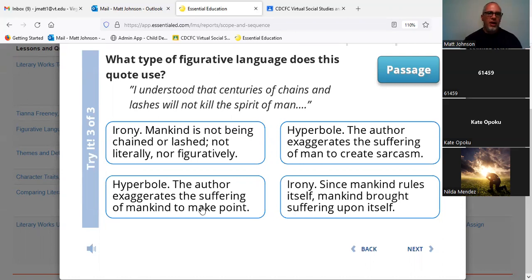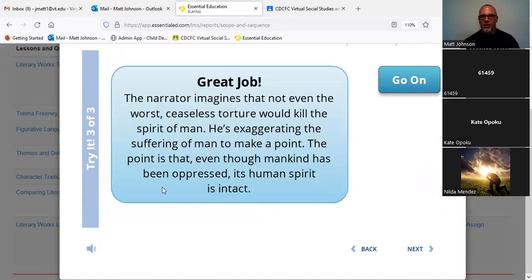So here, hyperbole, the author is exaggerating the suffering there. The narrator imagines that even the worst ceaseless torture would not kill the spirit of man. He's exaggerating the suffering of man to make a point. The point is that even though mankind has been oppressed, its human spirit is intact.